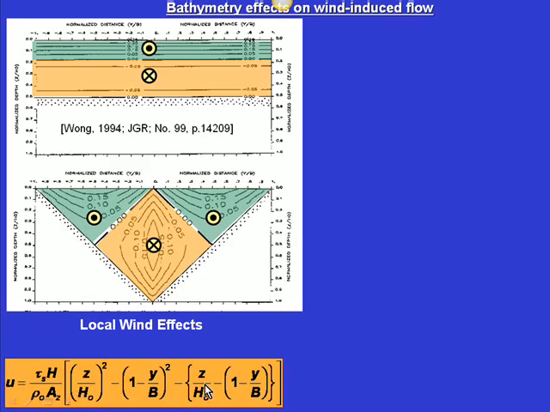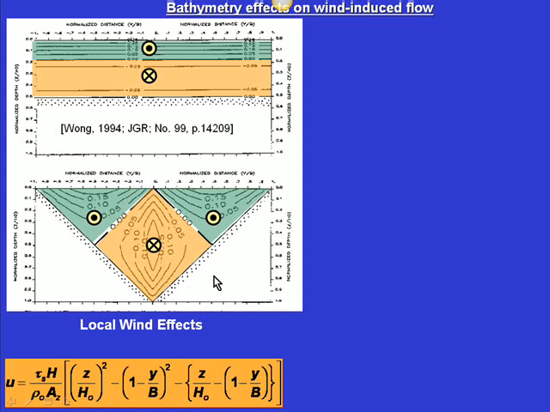The solution has this shape. The maximum flow is given by this quotient that depends on the wind stress, the depth of the water column, the density of the water, and the eddy viscosity. But notice that it has depth variation, so it changes with z, depth, but it also changes in the y direction across the basin. When you solve this equation, you get this distribution, where B is the width of the system and H is the maximum depth. Again, this is a solution for a triangular cross-section.